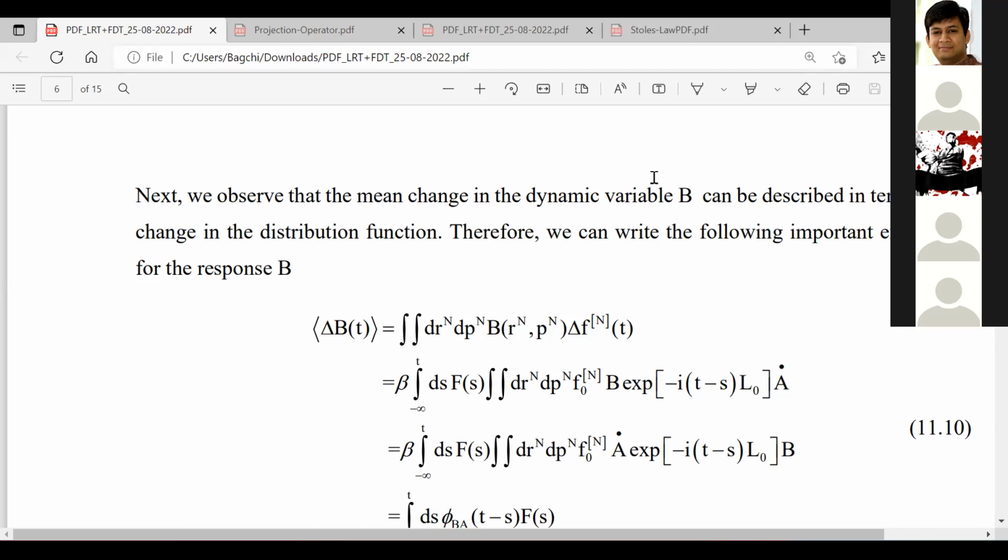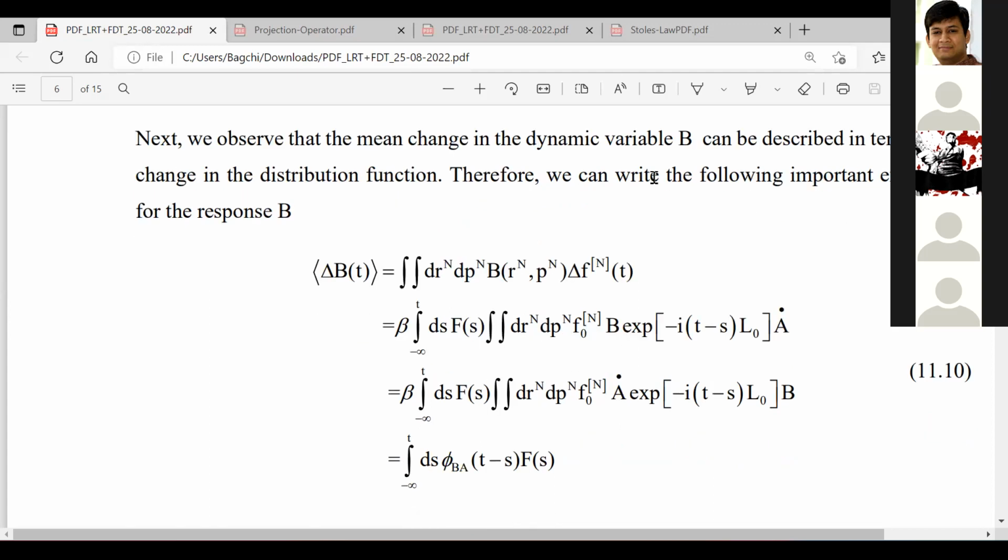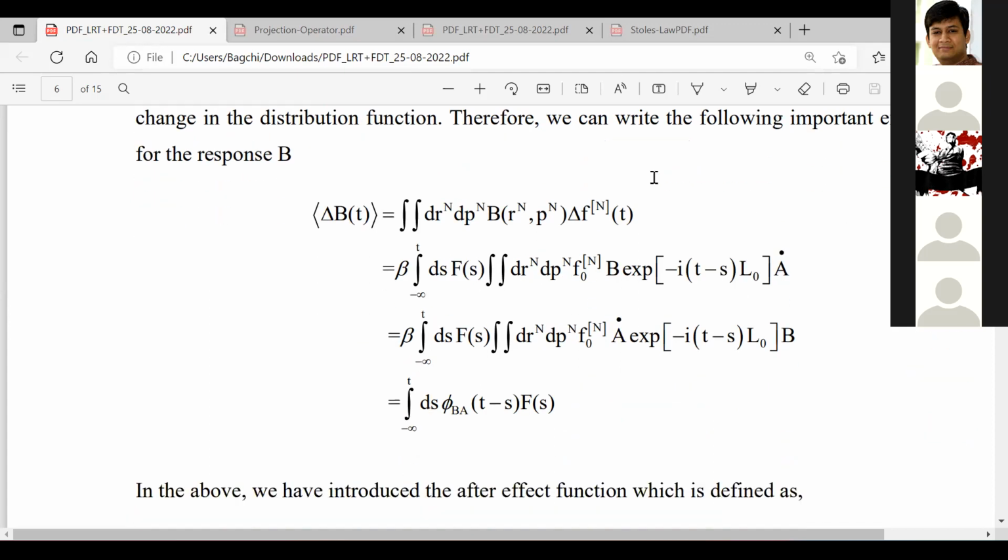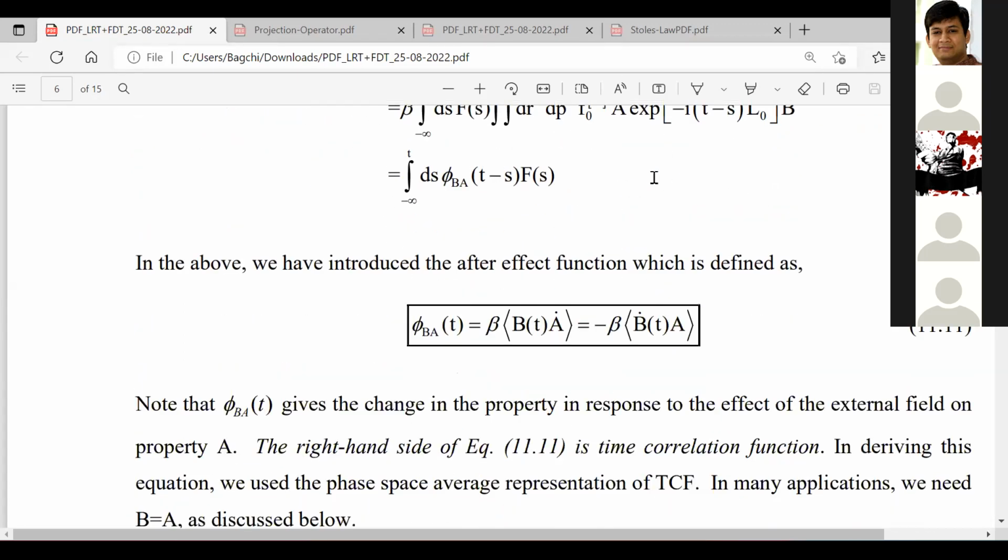Then I use the self-adjoint property and bring it inside. And then I have dF_s outside. And the main thing is the phase space integral dr_n dp_n F naught n. F naught n, which has survived, is the equilibrium phase space distribution. I now rewrite it as Kubo did, as minus mu t ds phi_BA(t minus s). Phi_BA(t minus s) is called the after effect function. This is nothing but a time duration function. So equation 11.11 is the mother of all equations like we do in time dependent stat mech.